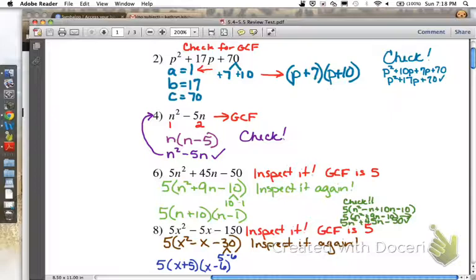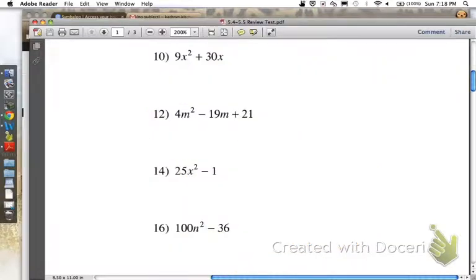Okay, let's go to the next one. Not enough space to check that one, so let's go to the next set of questions. Now again, on number 10, we're only given two terms, so you only have two options. They're definitely not perfect squares, so look for GCF. And the GCF is 3x. That's what's common to both.